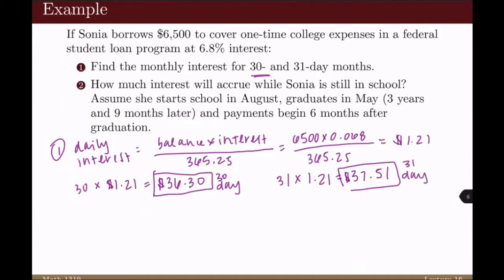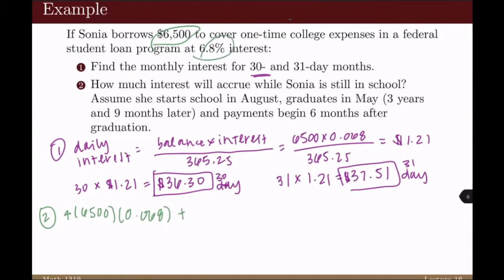All right, let's do part two. How much interest will accrue while Sonia is still in school? Assume she starts school in August and graduates in May, 3 years and 9 months later, and payments begin 6 months after graduation. So since it will accrue for 4 years, we know we'll need to do our 4 years multiplied by our 6,500 that we're borrowing, multiplied by 0.068, which is our interest. But then we need to somehow add those 3 months on.